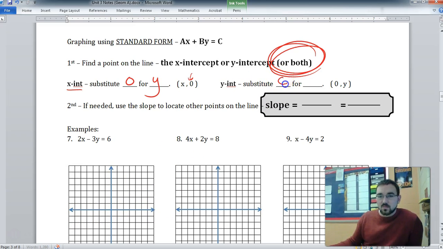For the y-intercept, we substitute 0 in for x, good. And because we're across this y-axis, x is always 0. Good. Second, if needed, use the slope to locate other points on the line.